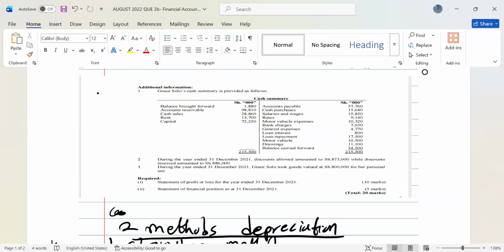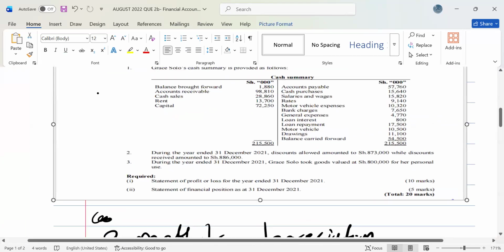Now, required. The examiner in this case wants us to get number 1, the statement of profit or loss for the year ended 31st December 2021. Then number 2, the statement of financial position as at 31st December 2021. Those are the two of them. They are giving us 15 marks.